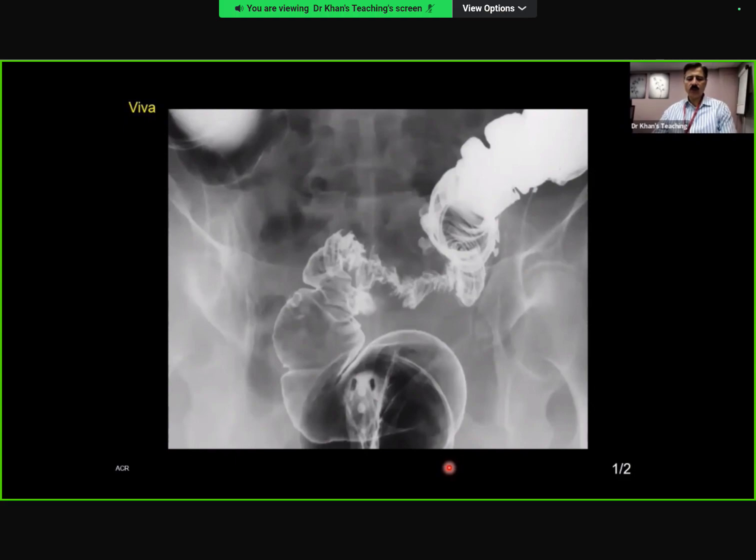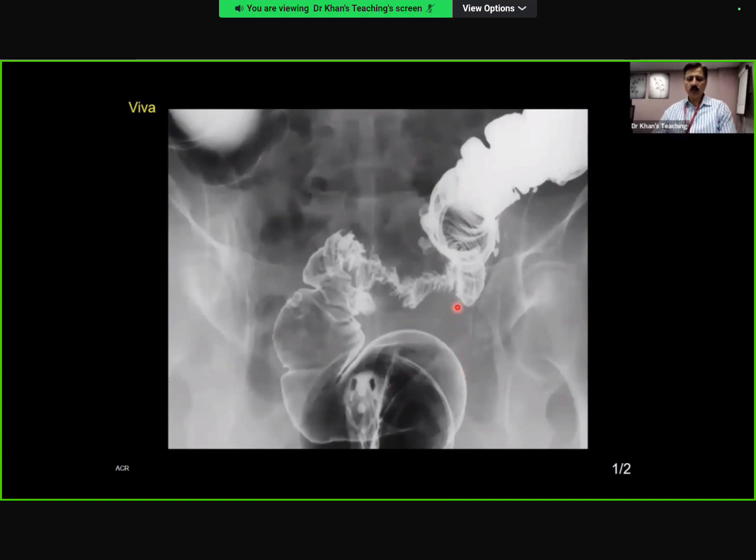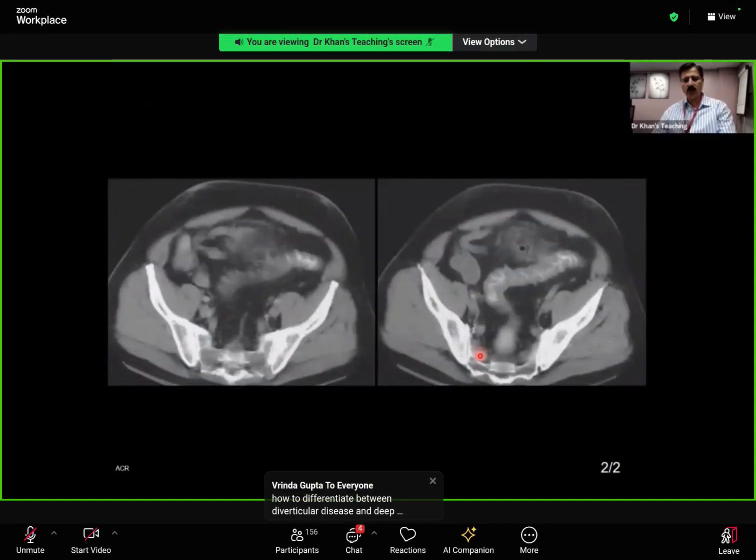And again, if you read your books, it will tell you that there is hypertrophy of the muscularis propria. So where there are diverticula, there is hypertrophy of muscularis propria. And it gives the mucosal outline a peculiar type of serrated outline. Actually, I can see the serrated outline here, but let me explain to you what happens.